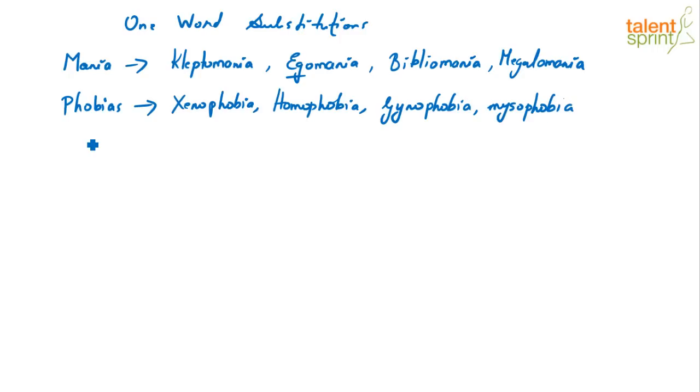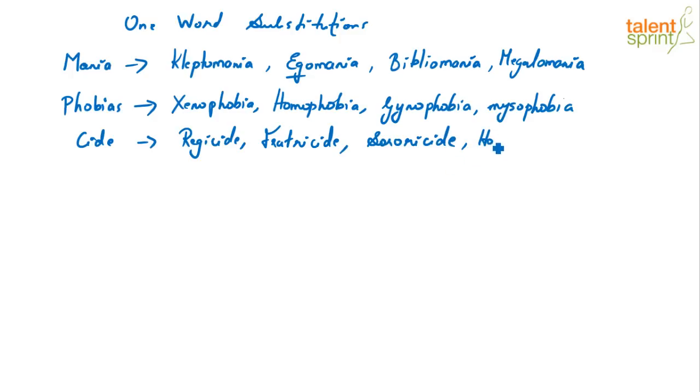I want you to also come up with words. You might know additional words. Things that end with cide. Regicide, killing of a king. Fratricide, killing of a brother or sister. Sororicide, killing of a sister exclusively. Homicide. Parricide, right? There are a lot more. I'm just listing a few. So basically what I'm saying is, I want you to try and categorize words based on prefixes, suffixes.